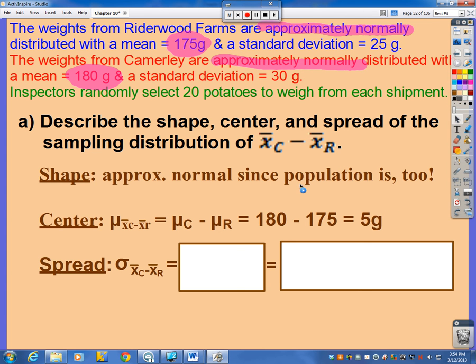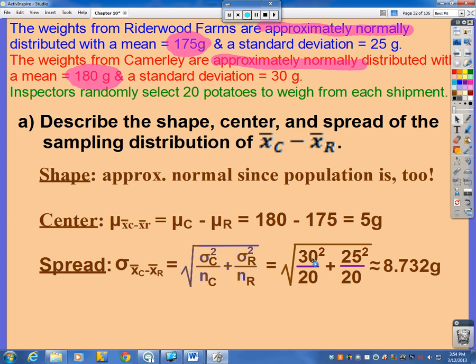Standard deviation, we're going to use this formula. Okay? Do we know what the population standard deviation is? We do. It's the 25 and the 30 here. So we take 30 squared. Remember, we have to take the variance technically now, divided by 20, and 25 squared over 20. And when we take the square root of that, I get a standard deviation that's about 8.732.